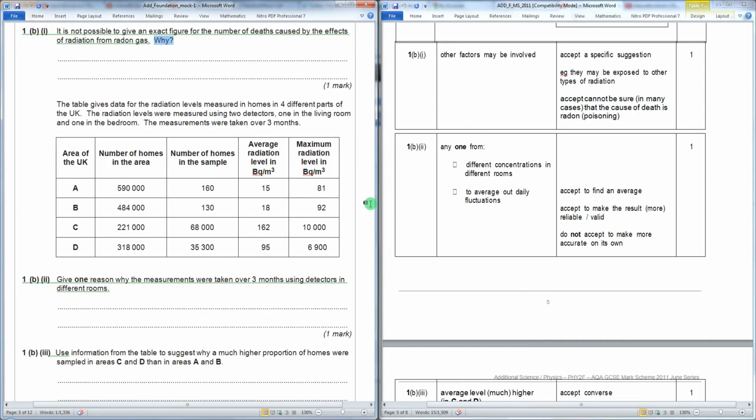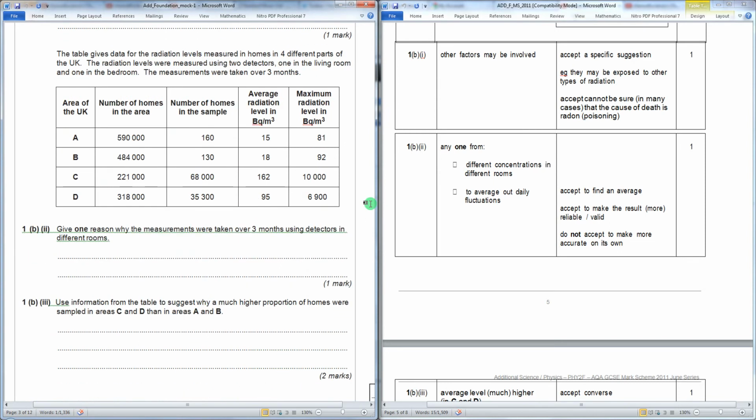Okay, next part, we're going to need to look at this table. Now, whenever you get a table, it's really important that you look carefully at the column headings and what information you've been given. Some of the things on here are a little bit confusing. The units for this average radiation level, for example, you won't be expected to know or recognise. That's just in there for completeness. And you don't need to know what that means in order to answer the question, that becquerels per metre cubed there. Okay? So, give one reason why the measurements were taken over 3 months using detectors in different rooms.